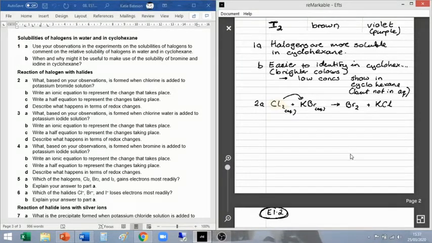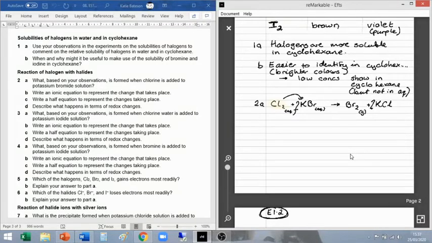Now obviously that is not balanced, but to get it balanced, all I need to do is put a 2 and a 2 there. In this case, the bromine is given off as a gas, but they probably would accept it being aqueous as well.